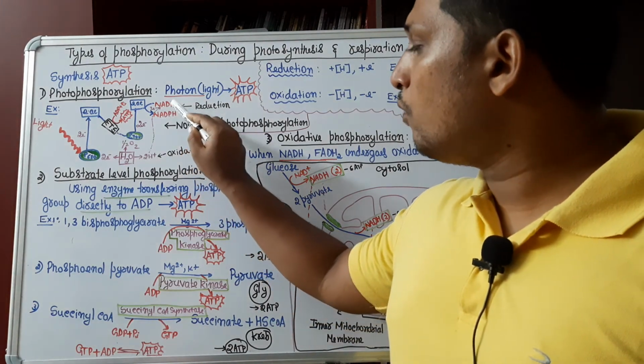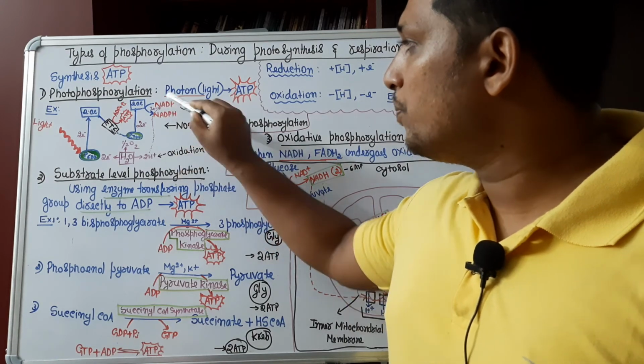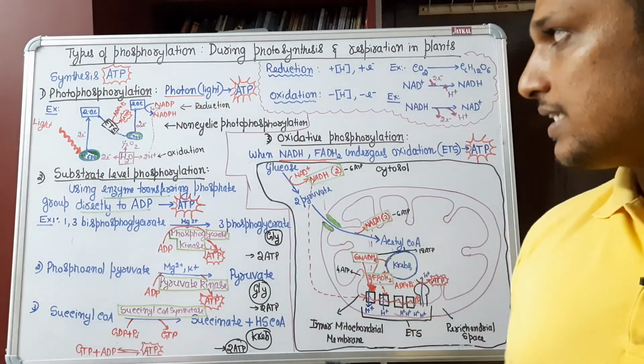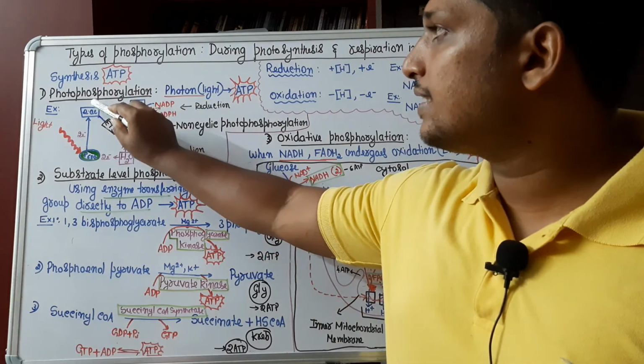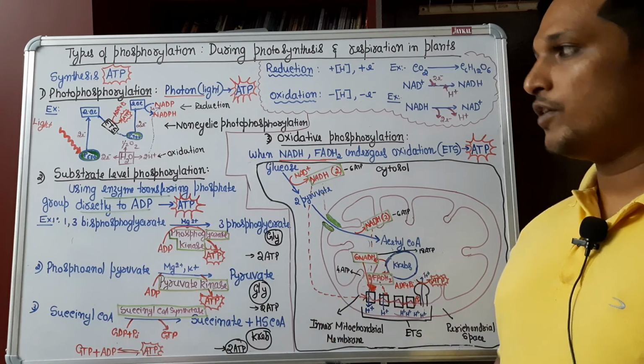What kind of reaction is this? It is accepting electrons and two protons, hence it is a reduction reaction. So this is how ATP is synthesized by using light. That is the first kind of phosphorylation, known as photophosphorylation.